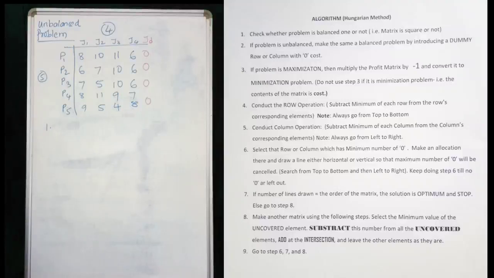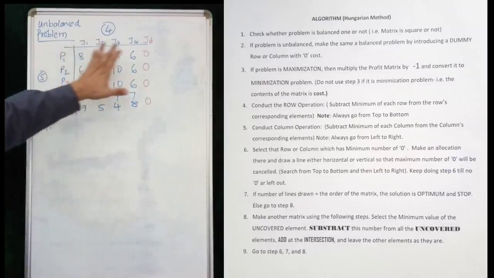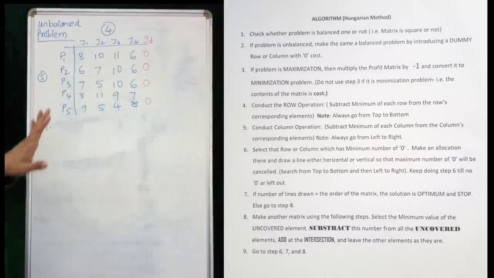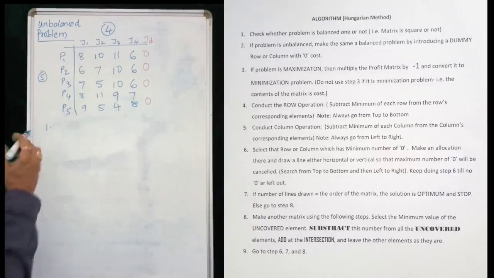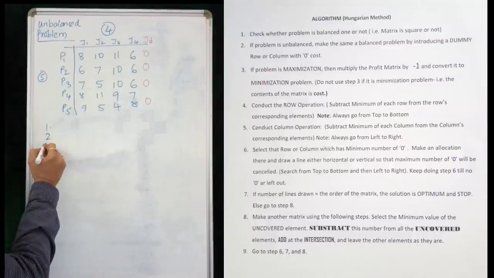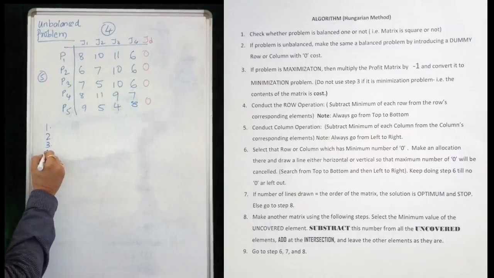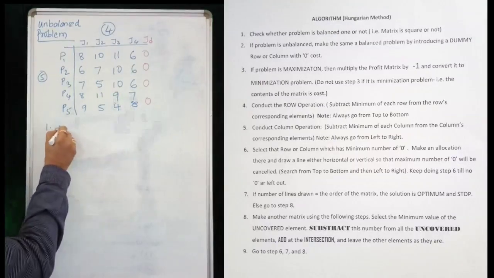So what is the second step? If the problem is unbalanced, make it a balanced one, which I have done. The third step is, if the problem is maximization, then multiply the profit matrix by -1. We have already been given the cost here. We have been told that this is a cost, so it is a minimization problem. So I'm done with step number 1, step number 2 and step number 3. I'm going to go to step number 4 now.